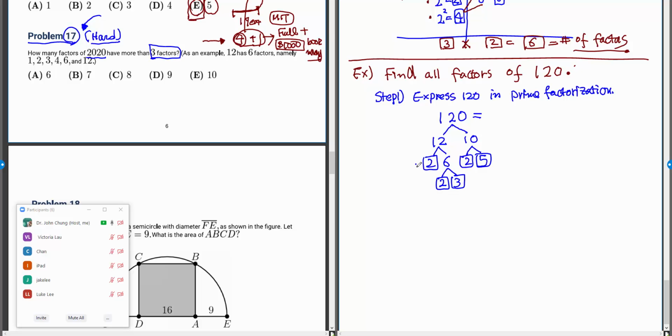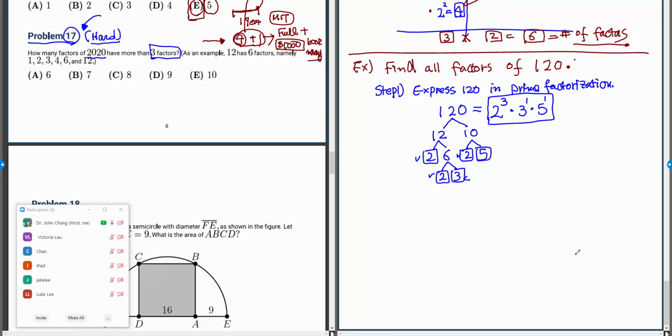We have a 2, 1, 2, 3 over here, right? 2 to the third power, isn't it? Then we have 3 to the first, and 5 to the first. That is the prime factorization. Okay, now make a table.